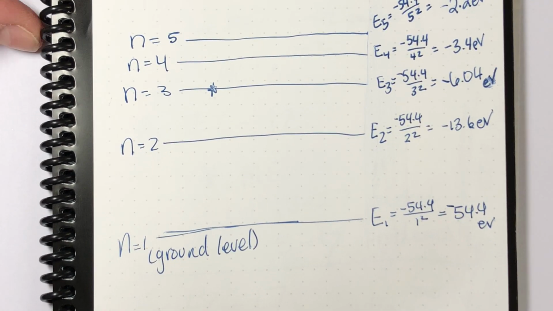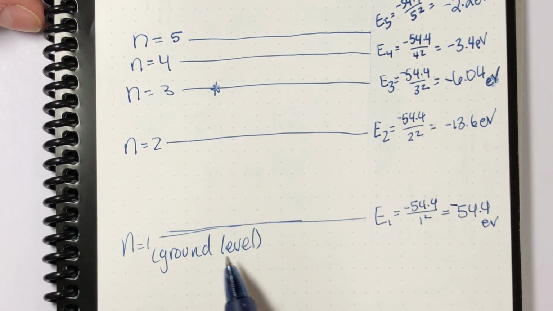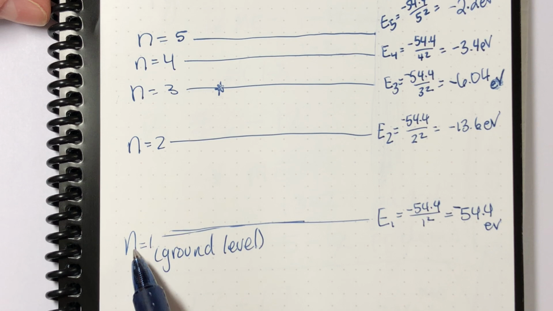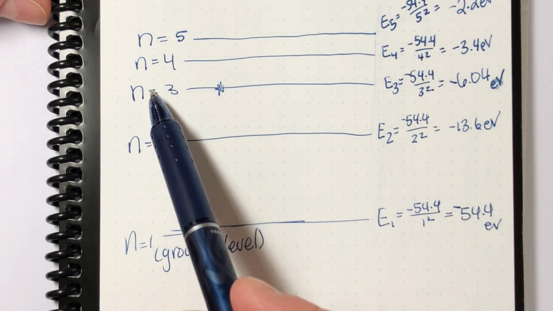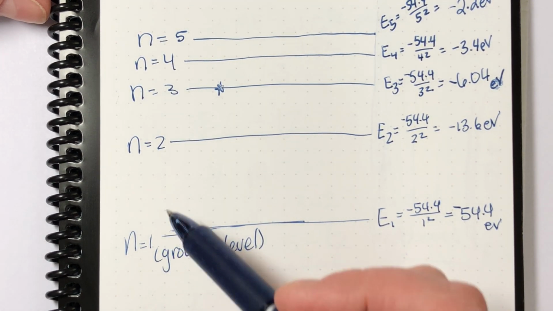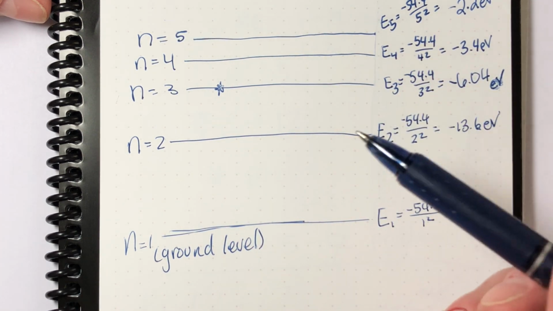The energy level diagram basically is these lines right here. So it shows energy level 1, so n equals 1, all the way up to energy level 5. So n equals 1, 2, 3, 4, 5. We draw 1 on the bottom because that's the lowest. We draw 5 on the top, that's the highest.